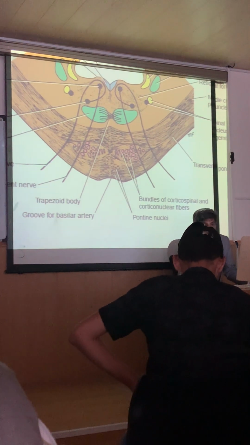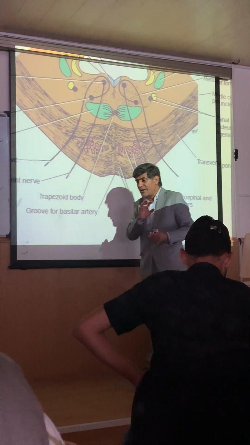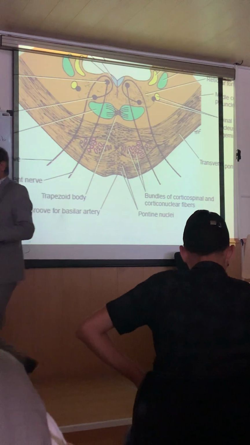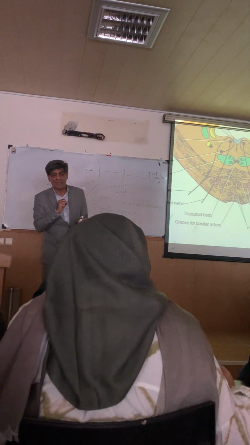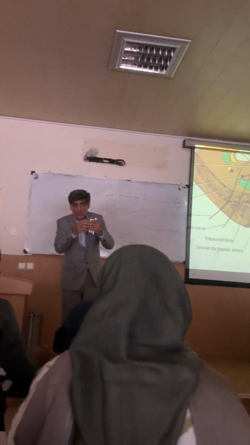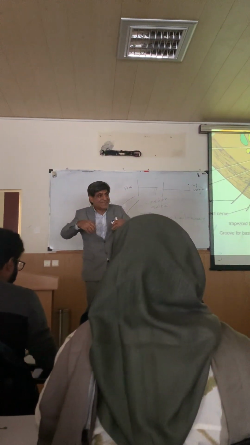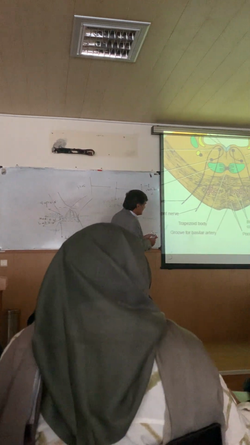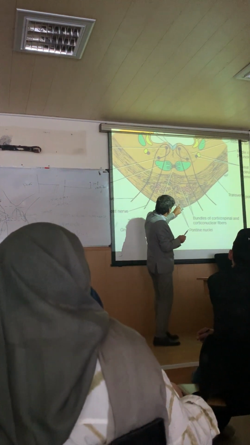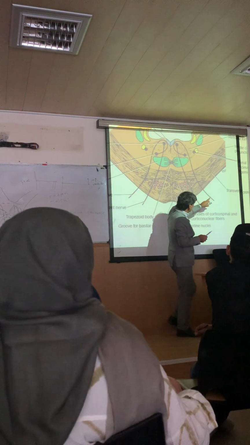Pontine nucleus, the smallest nucleus among the internal structures of the pons. Pontine nucleus forms the transverse fibers.